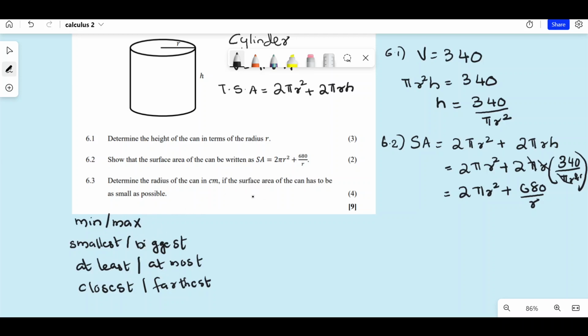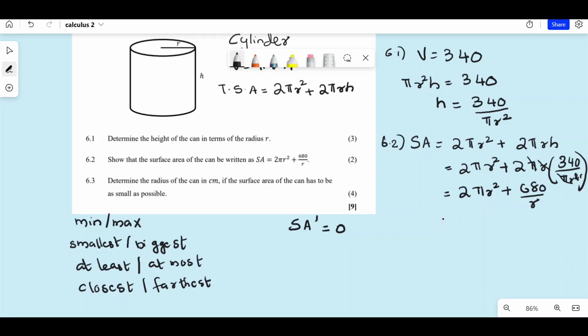So here what should be minimum? As small as possible, the surface area. So in all cases of minimum or maximum, you set the derivative equal to 0. That means the derivative of SA must be equal to 0. In this case, the derivative of the surface area must be equal to 0. That means let's take the derivative of the surface area here, but this is not ready to differentiate as the r is in the denominator.